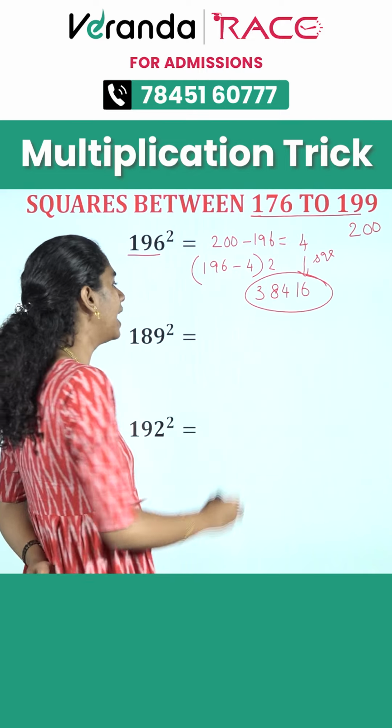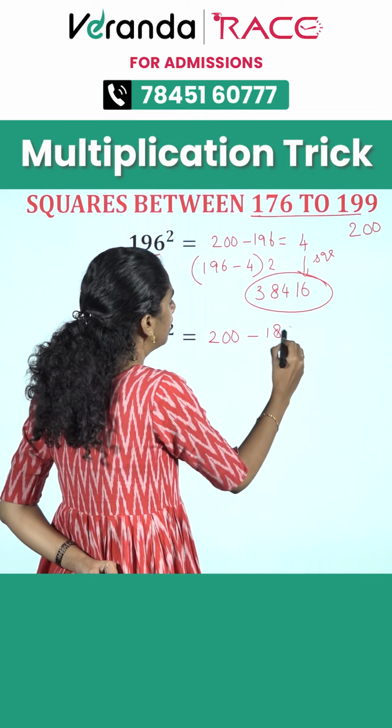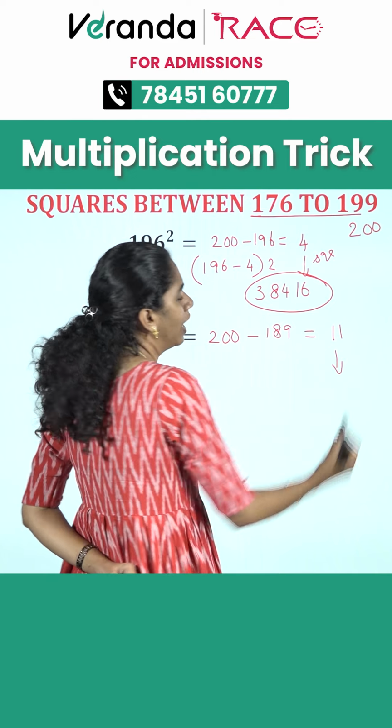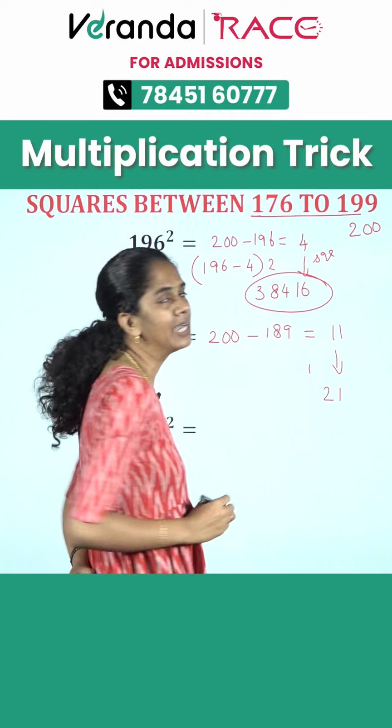Next, 189 squared. First, we need to subtract the given number from 200. So this will become 11. 11 squared is 121. Just write 21, and 1 will be carried forward.